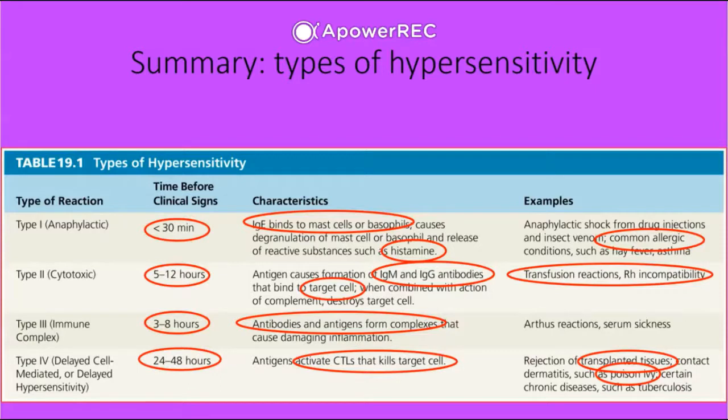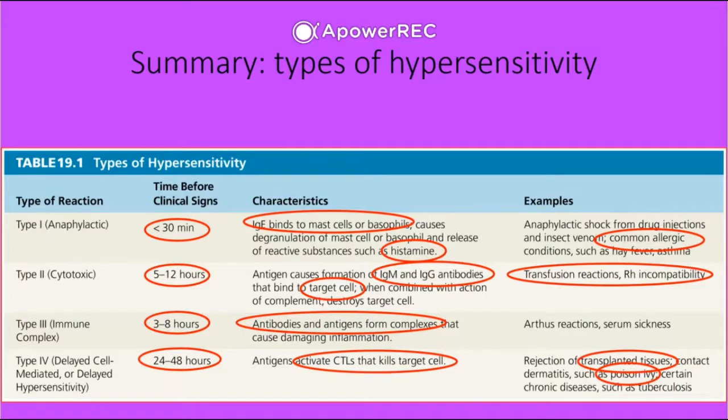Okay, the next one is type 3, or immune complex. This takes about 3 to 8 hours, so there's a little bit of an overlap with type 2 cytotoxic reactions. This involves antibodies and antigens that come together and they start to form these larger complexes that lead to damaging inflammation.